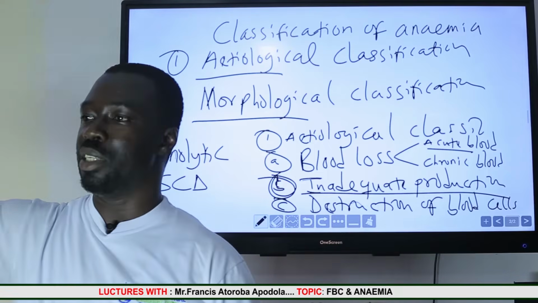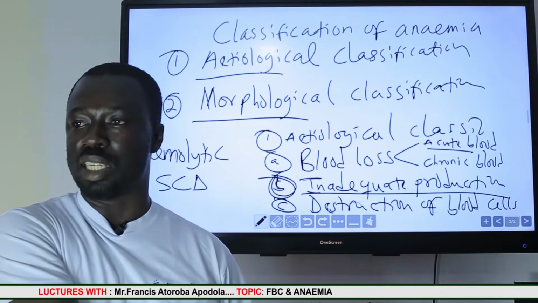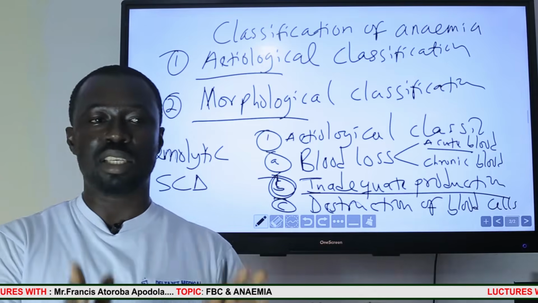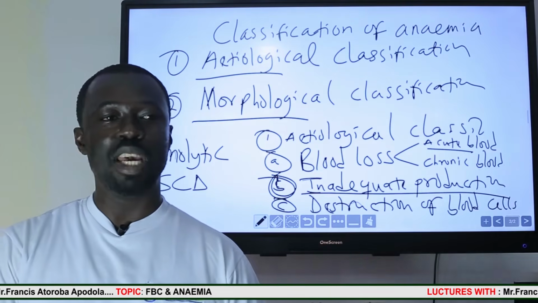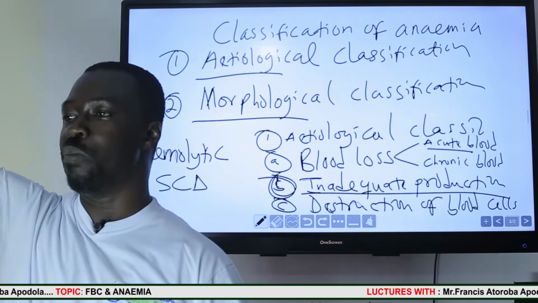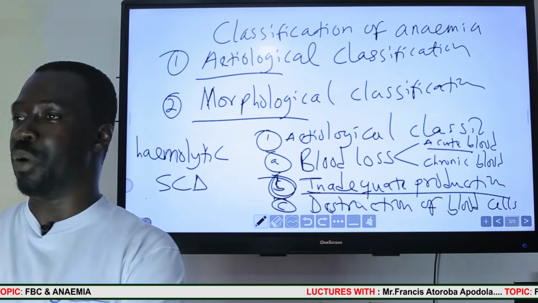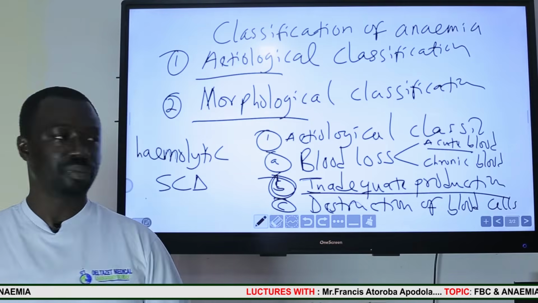As many RBCs are being destroyed, it is expected that the production center must compensate for the destroyed RBCs. And the production center is the bone marrow. The bone marrow will not be able to compensate for that destruction because the destruction will be so much that it will not be able to compensate. And if it is not able to compensate for the destroyed RBCs, then anemia occurs.